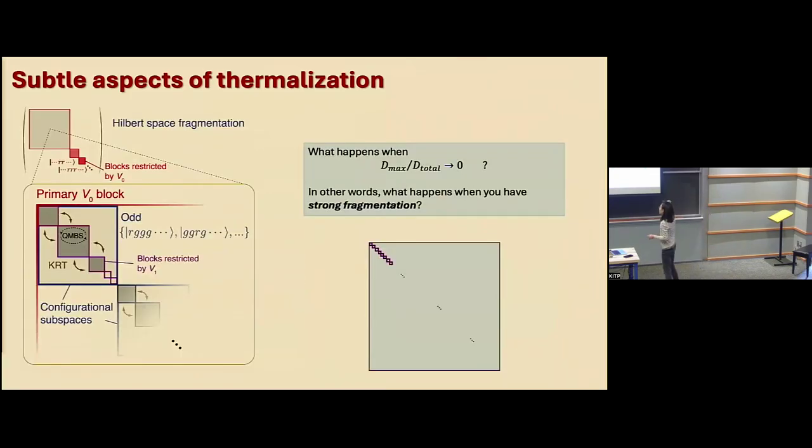Okay, so far I've talked about how there exist different Hilbert space fragments. And the question now I want to ask is, what happens when we consider the size of these Hilbert space fragments? So in other words, what happens when the size of your largest Hilbert space fragment becomes a vanishing fraction of the entire Hilbert space? Okay, this is a regime known as strong fragmentation. So what happens when you've got very strong fragmentation going on? Turns out that you can have some subtle effects of localization. Okay, instead of subtle aspects of thermalization, you have a subtle aspect of localization.